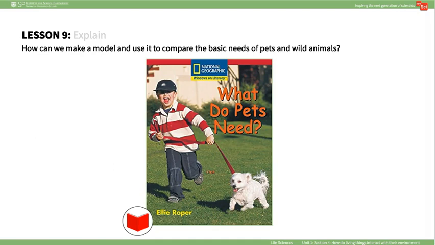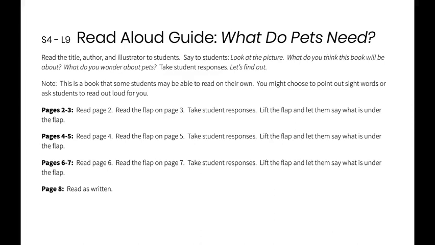In the Explain portion of the lesson, read the book, What Do Pets Need? aloud to students. By the end of the read aloud, students should have an understanding that pets need food, water, and appropriate shelter. A read-aloud guide shown here is available in the teacher pages.